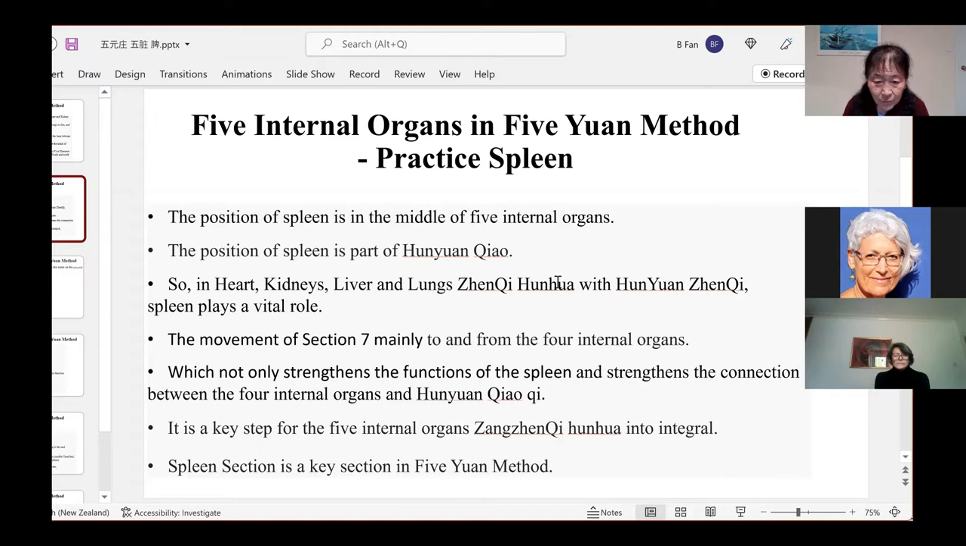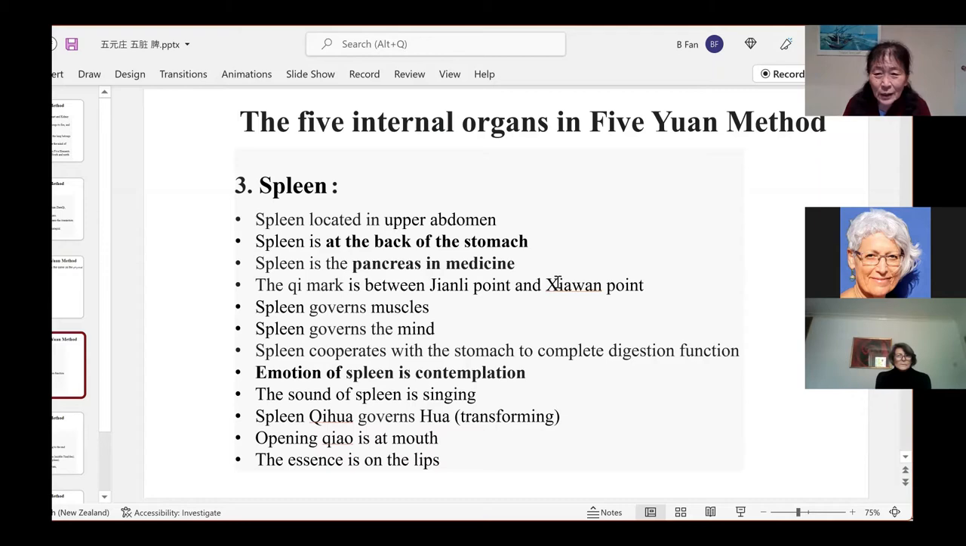Okay, now we come back to what we learned before about the spleen, because this section practices the spleen. The spleen is located in the abdomen, at the back of the stomach. The spleen is the pancreas in medicine, and the pancreas is at the back of the stomach. Remember that, because later on we will use the position. The qi mark, the qi gathering place, is between Jianli and Xiawan points.